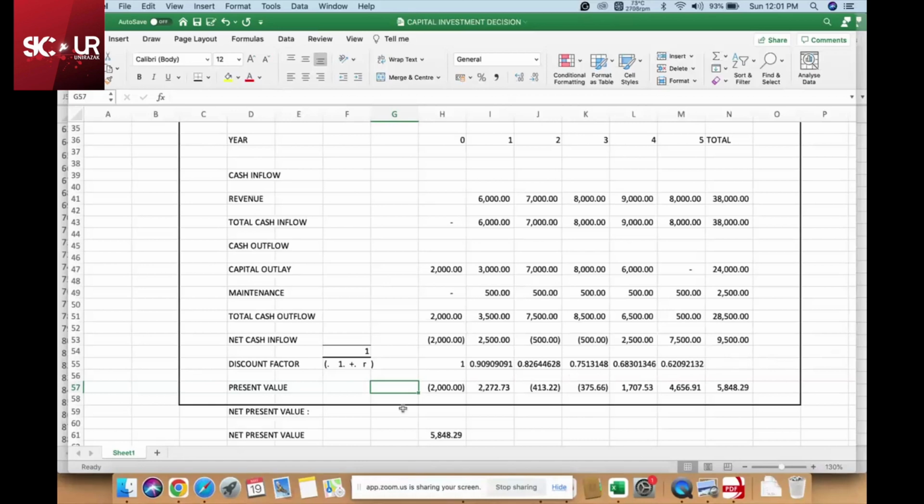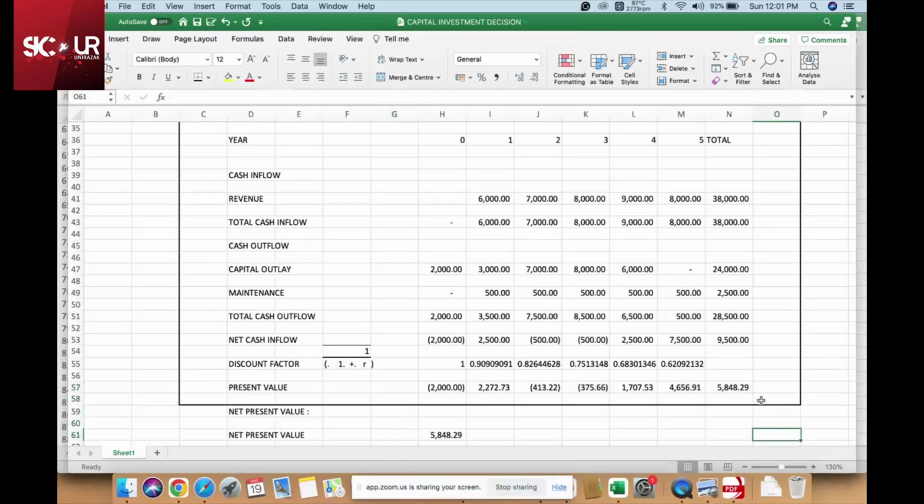Then we now calculate the present value. We take the net cash inflow just now and multiply it by the discount rate, and we get the present value. So this is the present value after discounting. We saw here that the amount has been decreased by the discounting rate.